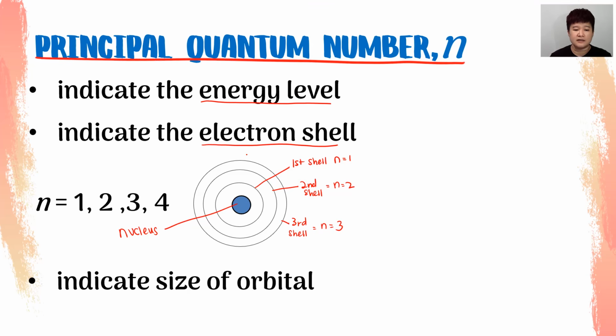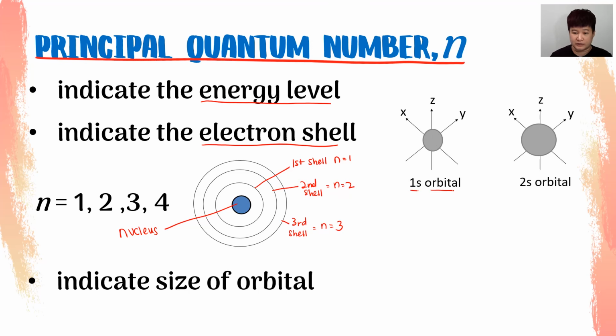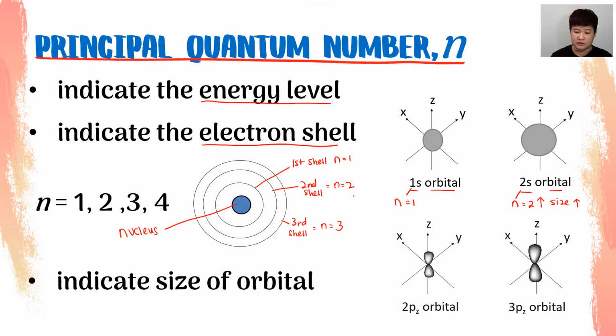Other than that, it also indicates the size of the orbital. Take the 1s orbital and the 2s orbital. The difference is n equals 1 and n equals 2. Can you look at the size? The size is bigger. So when n is higher, the size will be bigger. And it applies to all orbitals. If you have a 2p orbital and a 3p orbital, meaning n equals 2 and n equals 3, and you look at the shape, it's the same. But the size is now bigger, because n is higher, therefore the size is bigger.